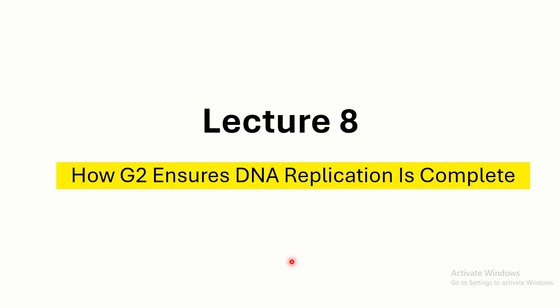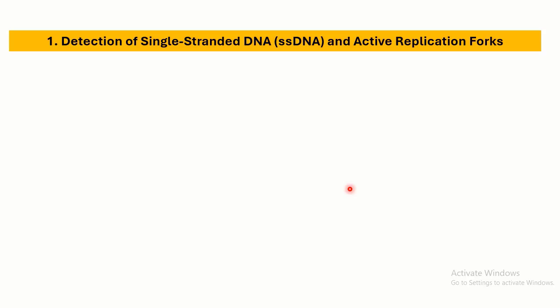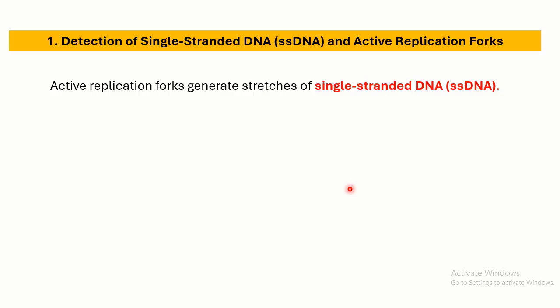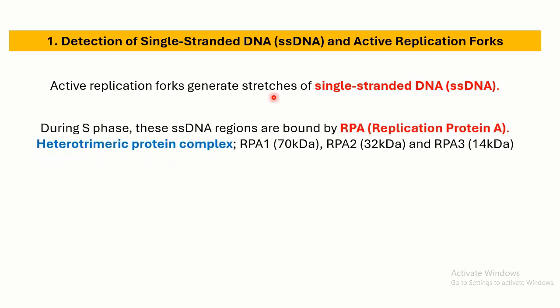Now, in this particular video, I want to focus on how the G2 phase of the cell cycle ensures that the DNA replication is complete. If you look at the DNA and the active replication forks, during active replication you are going to see single-stranded DNA, because these active replication forks generate these stretches of single-stranded DNA for the replication. Now, during the S phase of the cell cycle, the single-stranded DNA regions are bound by a specific protein, which is known as replication protein A.